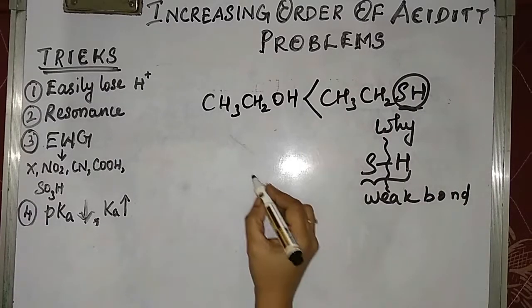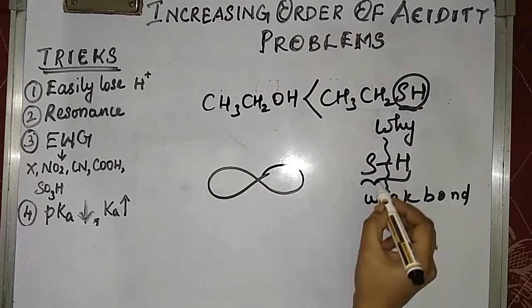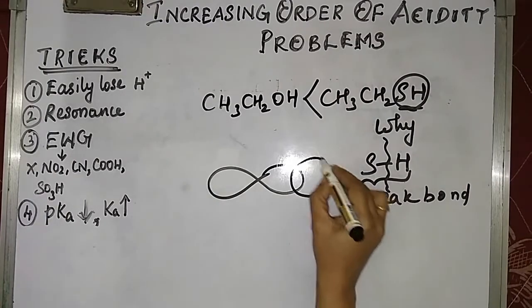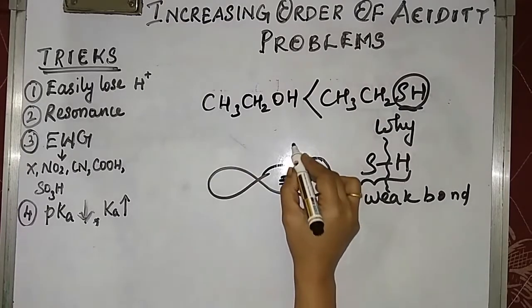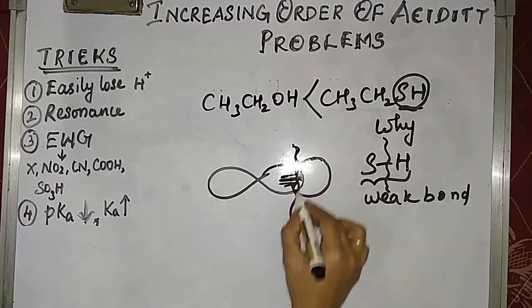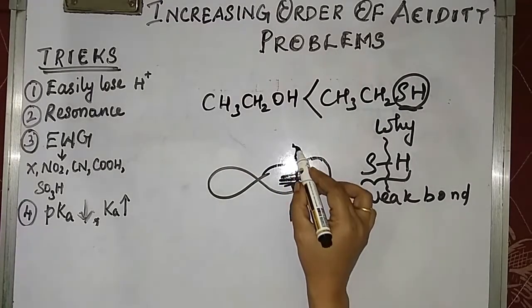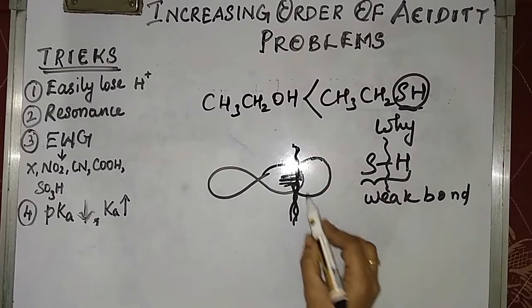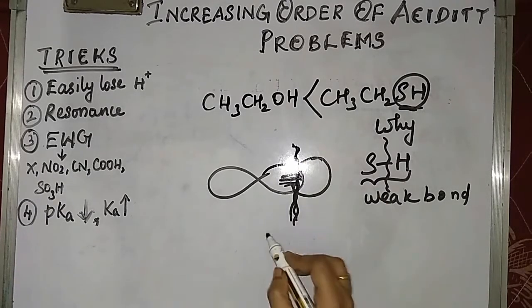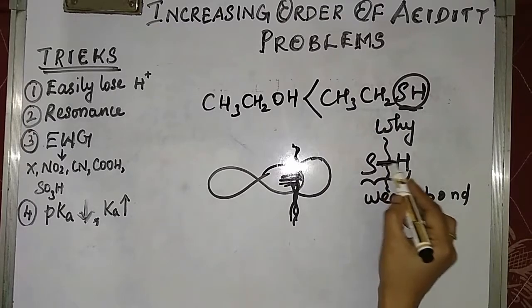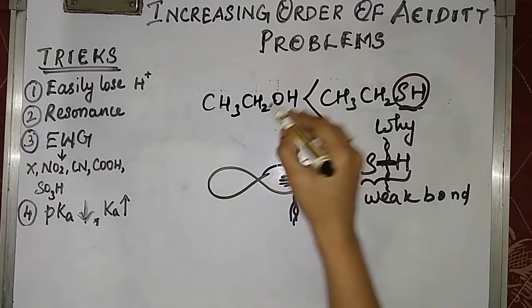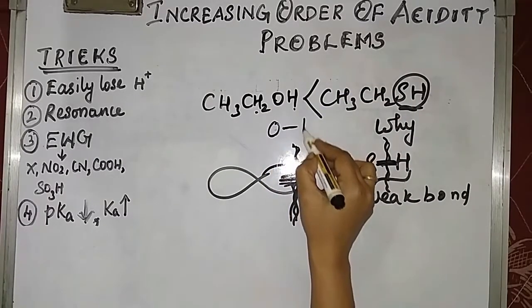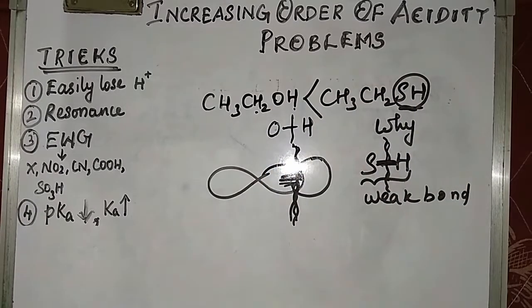Why is it easily removed? The p orbital of S and the 1s orbital of hydrogen do not overlap completely. It's a very weak bond. The overlap is not that good, so it will easily cleave. So this bond is very weak, and it easily cleaves. So this is more acidic compared to the OH bond. Here the OH is a very strong bond compared to the SH bond.